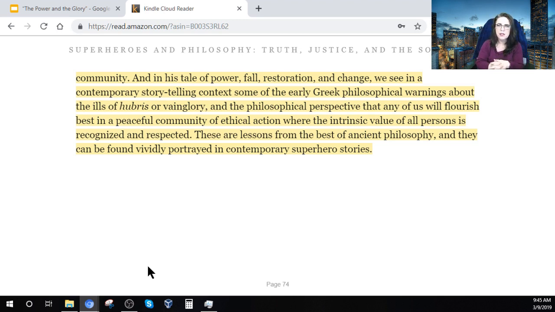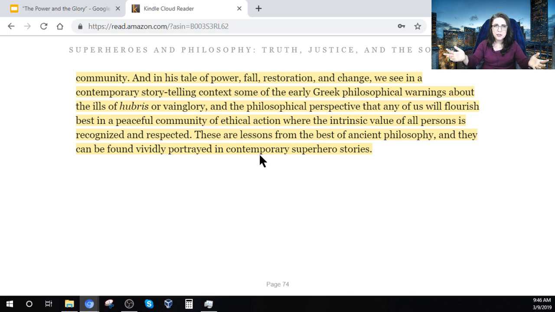This is great. What they did is they reminded you that they went all the way back to Greek stories and that they pulled in philosophy and they applied it to superhero stories, and that these lessons are still viable to our contemporary society. It was wonderful writing.